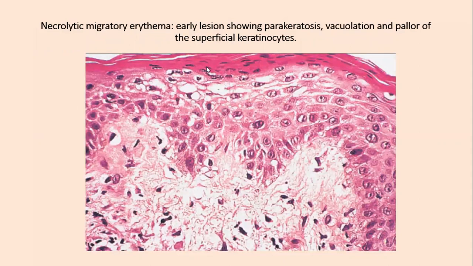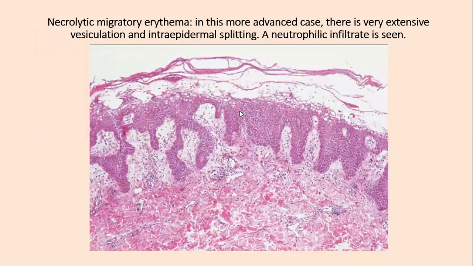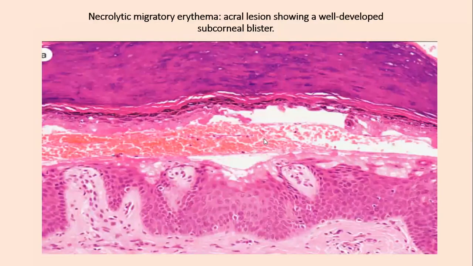Histology. Necrolytic migratory erythema, as the name signifies, is characterized by necrosis. It shows parakeratosis, epidermal vacuolation, and pallor of keratinocytes. Sometimes there is extensive vacuolation and intraepidermal splitting. This is a well-developed subcorneal blistering. So blistering is common here.